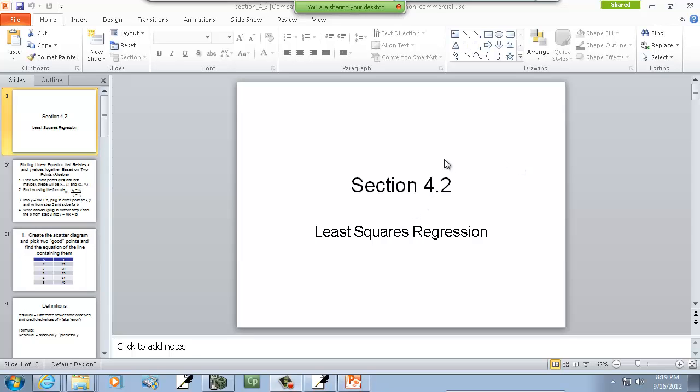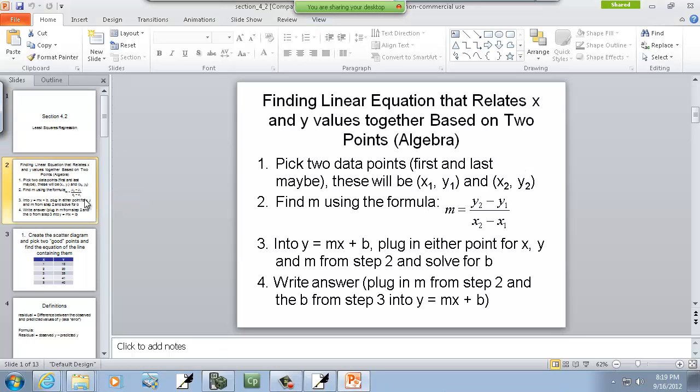Well, this is least squares regression, and this first set of steps here is finding a linear equation that relates x and y values together based on 2 points. This is algebra based. Step 1, pick two data points, first and last maybe.